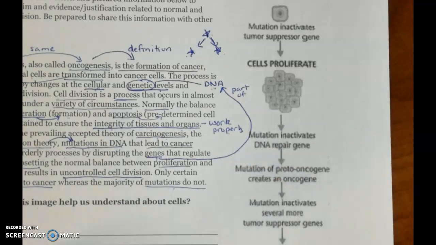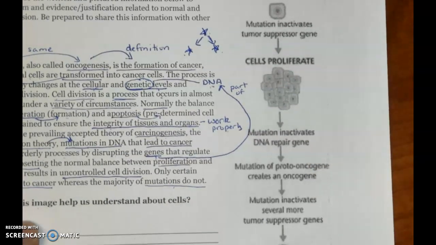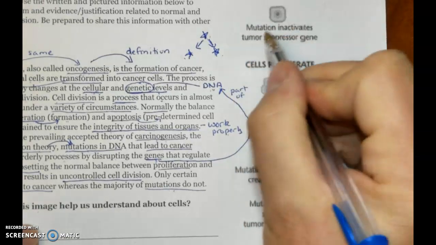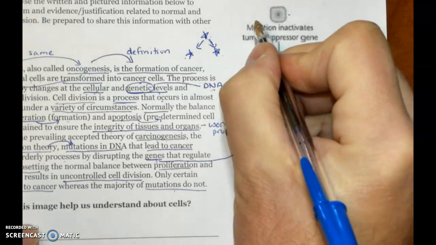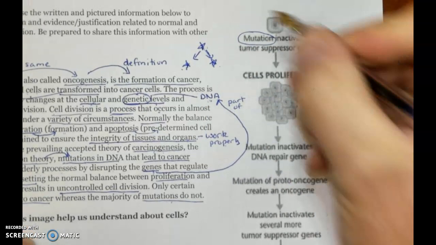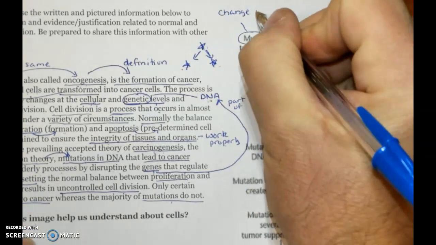All right, that's a lot of information. Let's look at our graphic. Maybe that can simplify things a little bit. The first step, we have one cell, and we have a mutation. Mutation. It is a change in DNA.